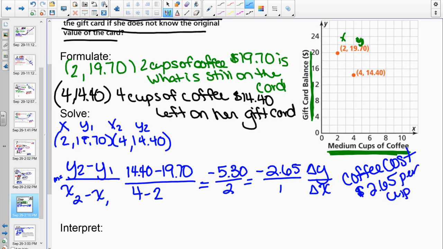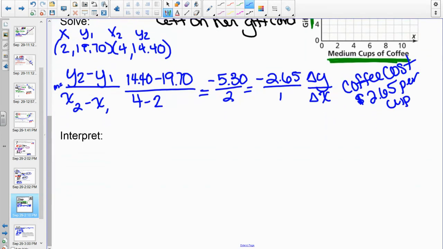Now, that's not really helping us, because the goal here is to know how much Allie had at the beginning of this gift card. So I'm going to use this information, this slope, to help me find my y-intercept.